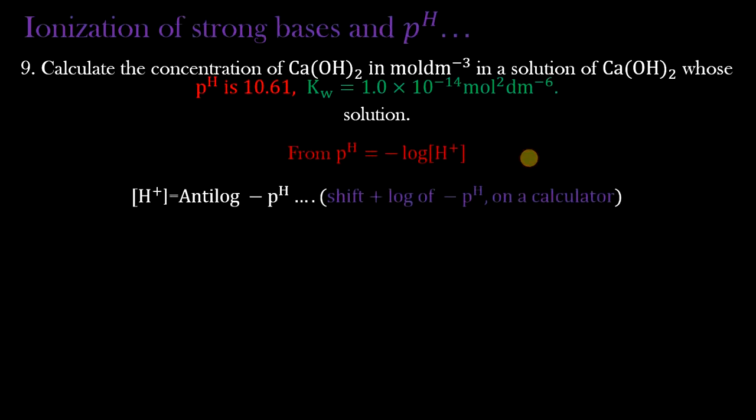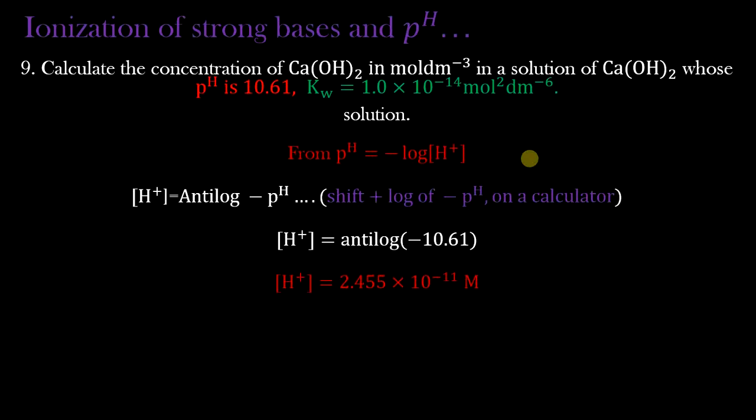So our first thing there is to get the pH as negative logarithm to base 10 of hydrogen ions, and therefore the hydrogen ion concentration will be antilog of negative pH, which is actually shift plus log of negative pH on a calculator, and this will give us the molar concentration of hydrogen ion as 2.455 exponent negative 11 moles per decimeter cubed, or molar.